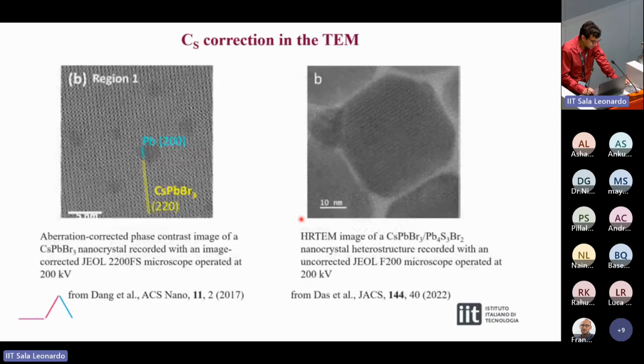Then these are images from Mana's group here. This image to the left is from the corrected microscope. This is from another group from India. But you can see after correction, you have much better quality of the image at atomic resolution. In terms of uncorrected, you can hardly see the atomic spacings, and you can still have the lattice fringe resolution, but it's not the interpretable resolution, or the information limit is not very good.